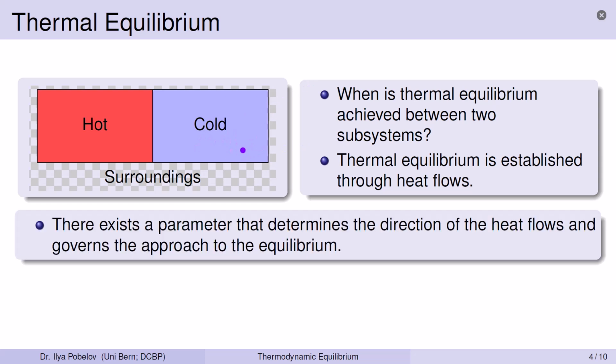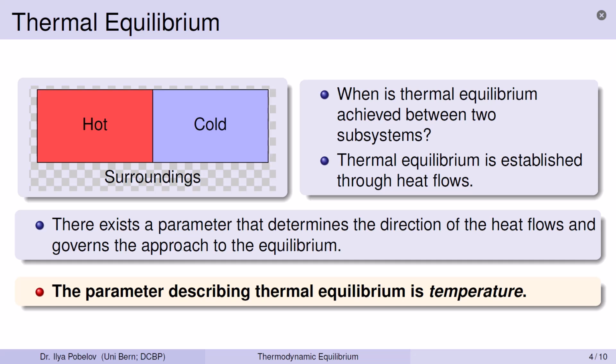There exists a parameter that determines the direction of the heat flow and governs this approach to the equilibrium. And when there is no difference in this parameter between the subsystems, then they are in thermal equilibrium. This parameter is, of course, temperature. So, just as pressure is the driving force establishing a mechanical equilibrium, temperature is the parameter establishing a thermal equilibrium.